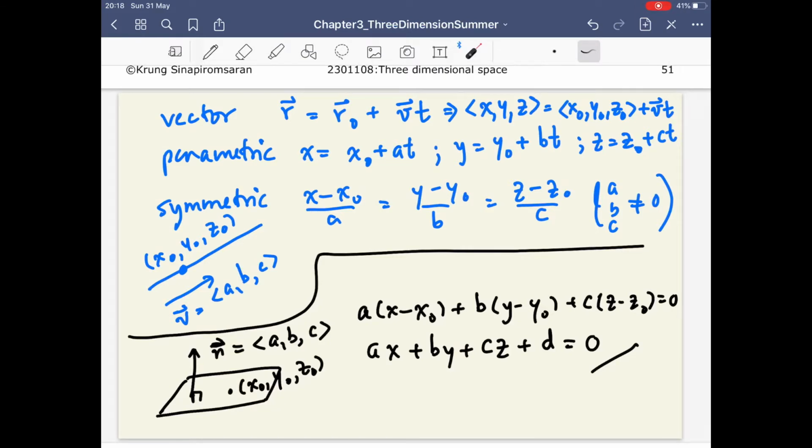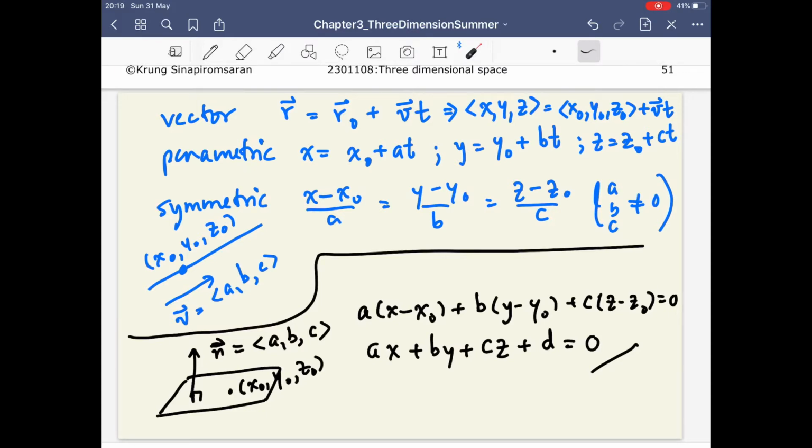While for the equation of the plane, if you have a plane, you need one vector that is perpendicular to the plane, which is called a normal vector, and one point that your plane is passing through. The equation of the plane will be a, the first component of your normal vector, times (x minus x0), plus b times (y minus y0), plus c times (z minus z0) equals 0. You can distribute your a, b, c and rewrite the equation as ax plus by plus cz plus d equals 0. This is called the linear form of the equation of the plane.